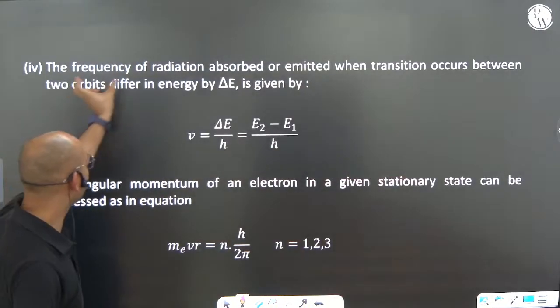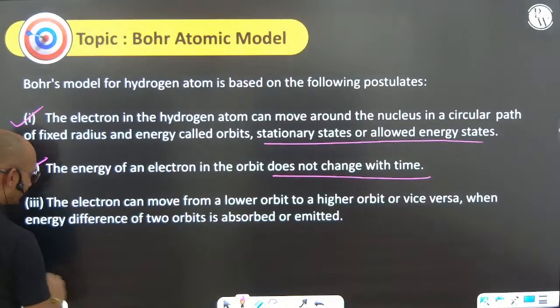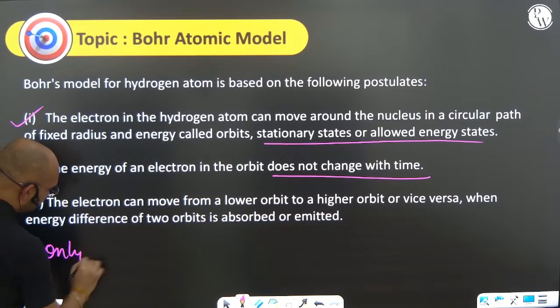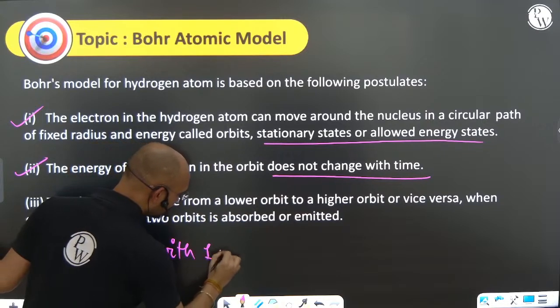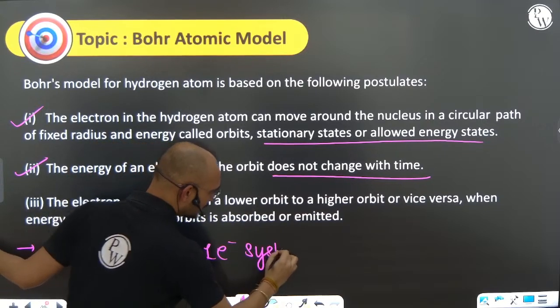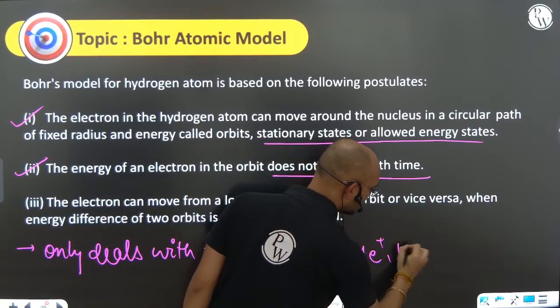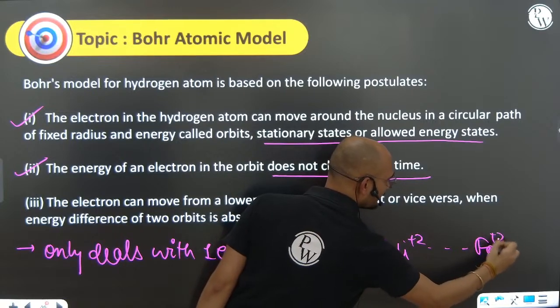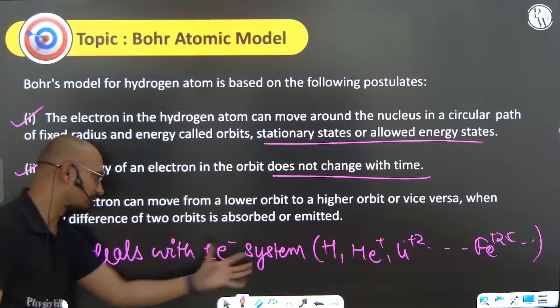One more thing you have to always keep in mind about Bohr's model is that it only deals with a one electron system. What is a one electron system? I hope you understand: hydrogen, He+, Li2+, Fe25+, whatever it is. It only deals with the one electron system.